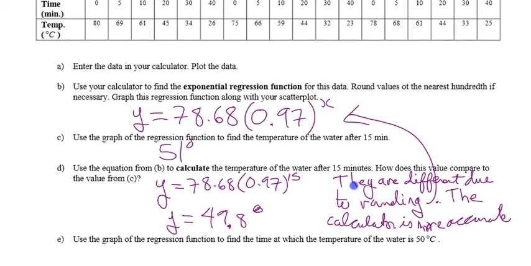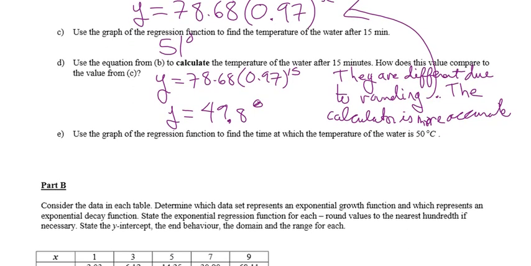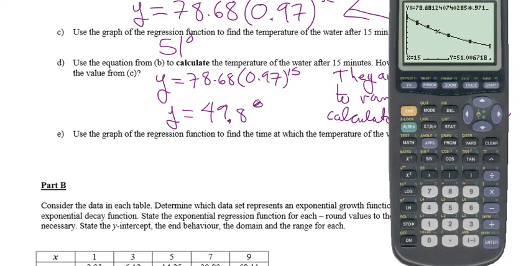Okay, so calculator is more accurate because we rounded. Use the graph of the regression function to find the time at which the temperature of the water is 50. Okay, so how do we do that? I got my graph. How do we find what time the temperature is 50 degrees?